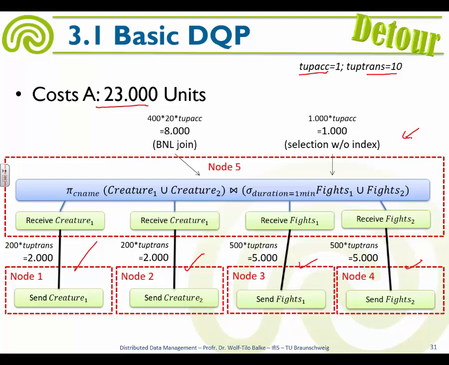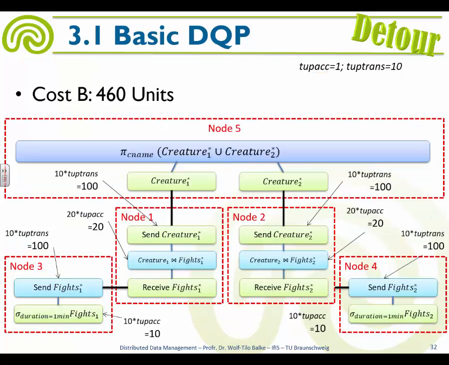So that's why at the end we have 23,000 units of cost. In contrast, Plan B, which was actually looking at the distributed environment, looking at the details of how we do the partitioning, what kinds of indexes we have, where we need to do the joins, is actually 50 times cheaper than the other plan.